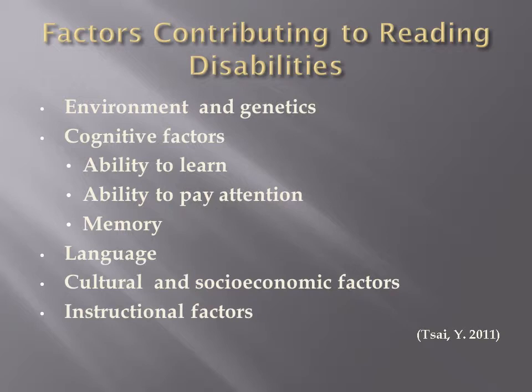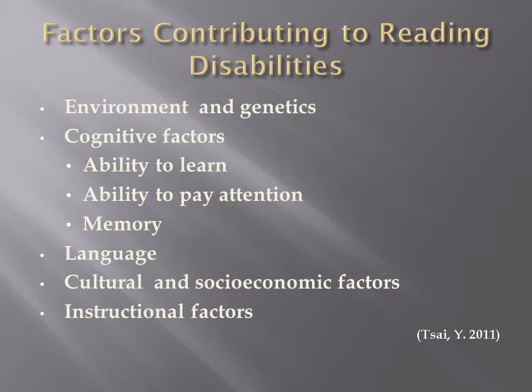Cognitive factors have played a role also. The ability to learn, the ability to pay attention, and memory are important to the reading process. Ability to learn affects the student's ability to become a successful reader. A reader with the ability to learn tends to exhibit age-appropriate sensory, perceptual, cognitive, and social skills as they progress through the preschool years. Memory gives the ability to encode, store, and retrieve information.